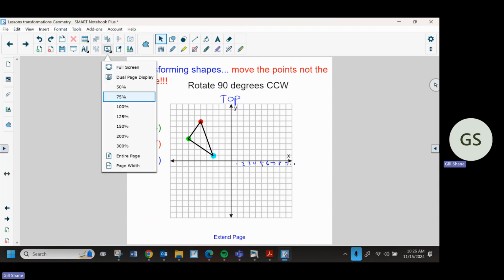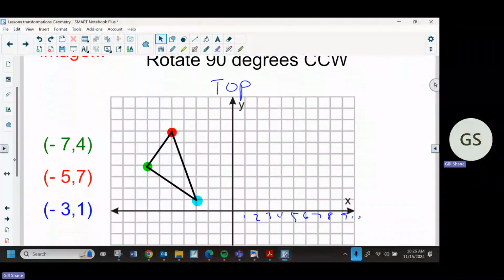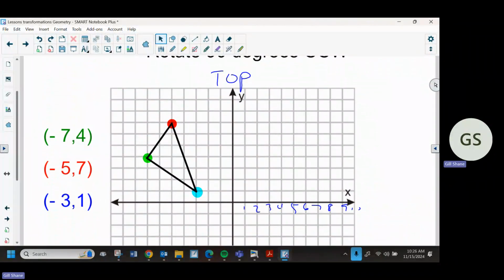I'm going to zoom in a little bit. Sort of a lot. I'll zoom back out, but just so you can see what the points are, I'll zoom in. So don't do anything else. Put the points on the graph.